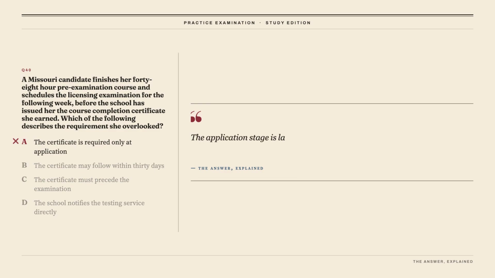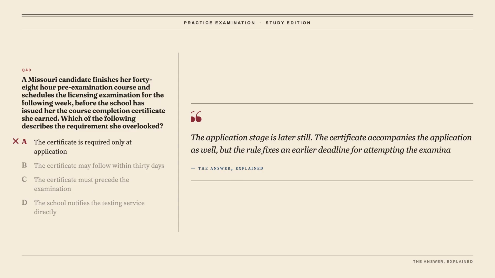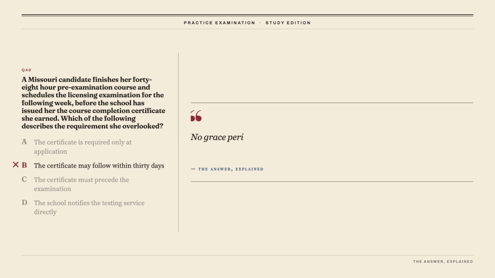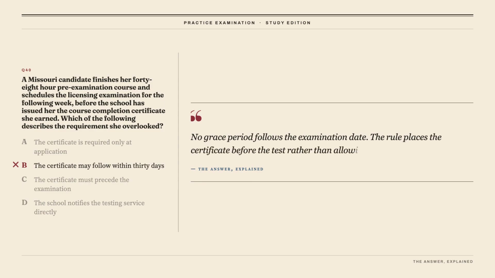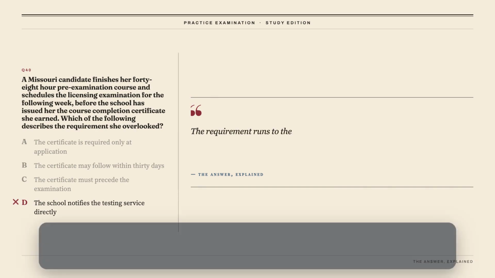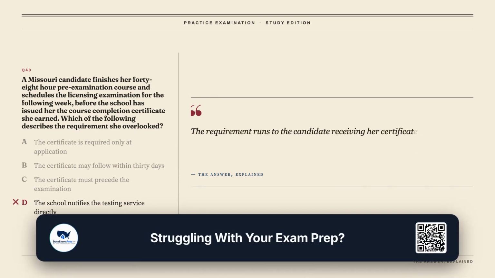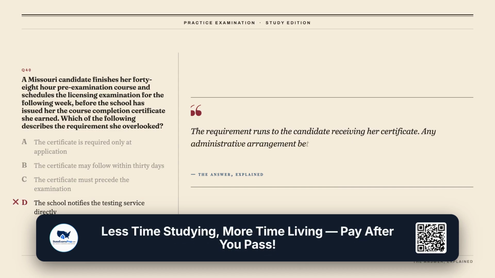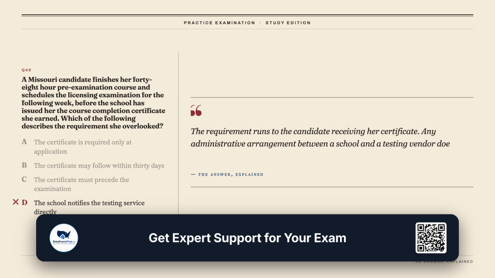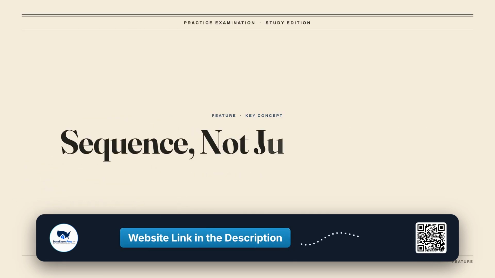A is wrong because the application stage is later still. The certificate accompanies the application as well, but the rule fixes an earlier deadline for attempting the examination. B is wrong because no grace period follows the examination date. The rule places the certificate before the test rather than allowing it to catch up afterward. D is wrong because the requirement runs to the candidate receiving her certificate. Any administrative arrangement between a school and a testing vendor does not replace that step.